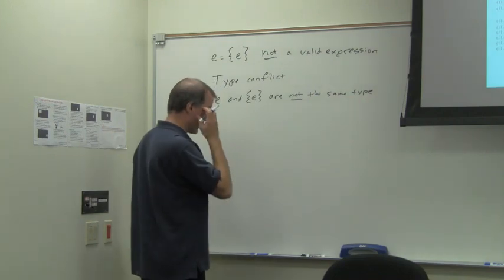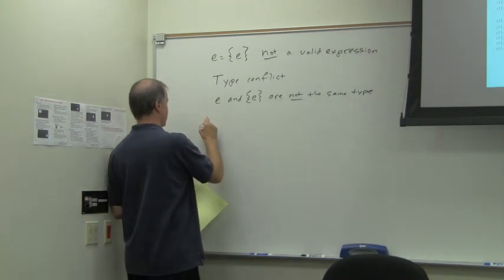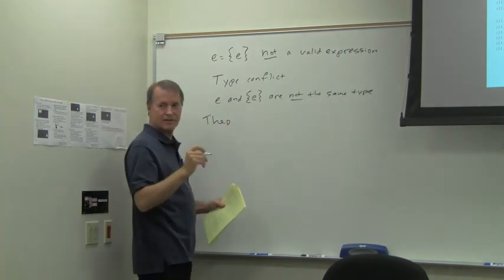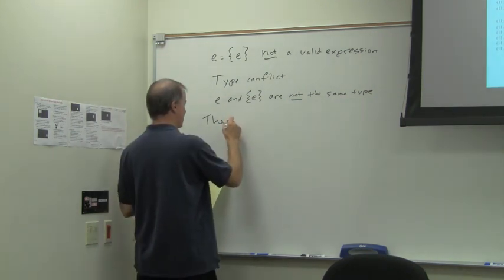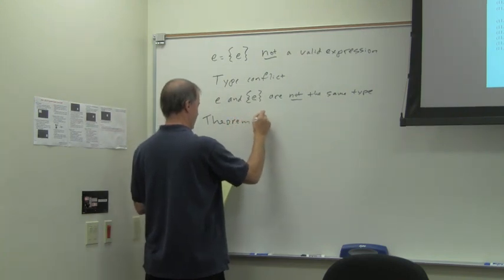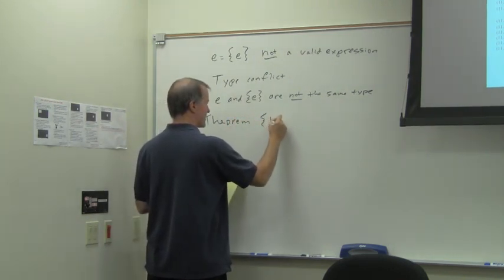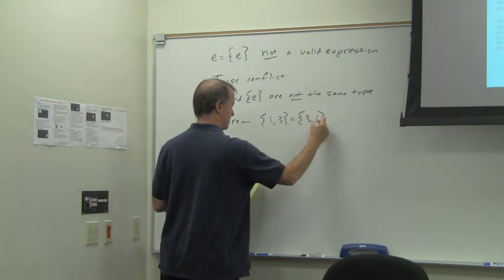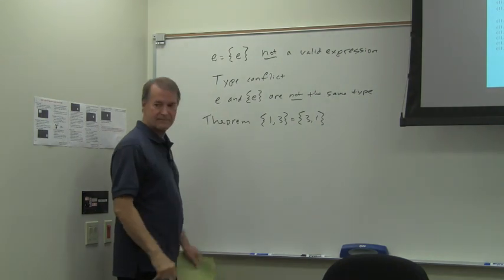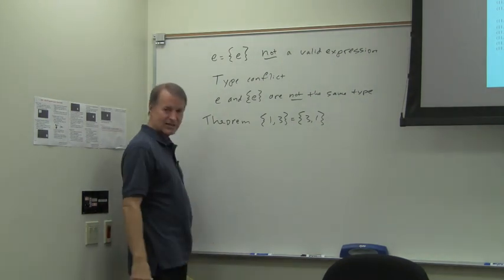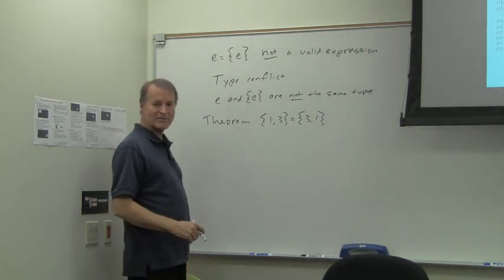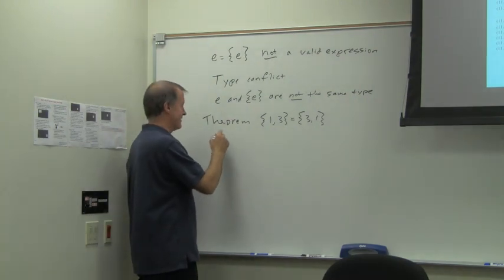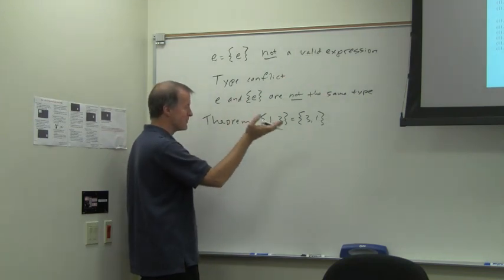All right, let's prove another one. Ben, it's your turn. Here's a theorem: the set {1, 3} equals the set {3, 1}. I would say it's true, but let's prove it. Why don't we use letters? Let's have {A, B} equals {B, A}.